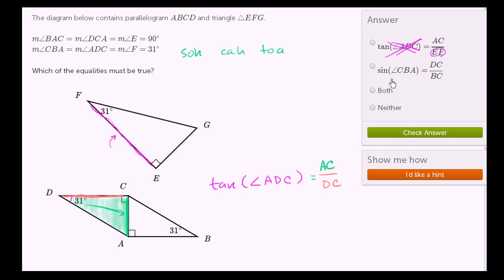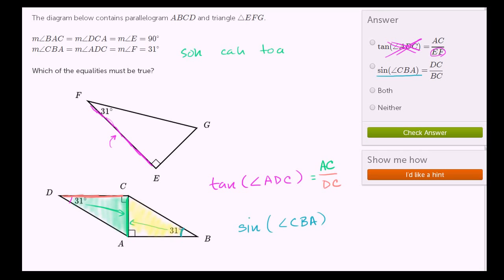Now let's think about the sine of CBA. Let me do this in a different color. So the sine of angle CBA. That's this angle right over here, CBA. Well, sine is opposite over hypotenuse. Let me make it clear which triangle we're looking at. I'll do this in yellow. We're now looking at this triangle right over here.